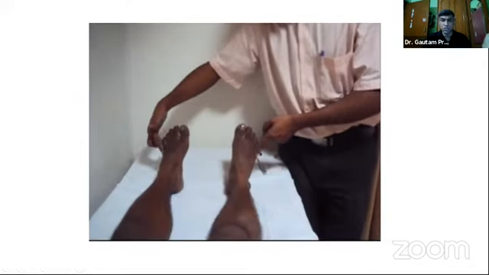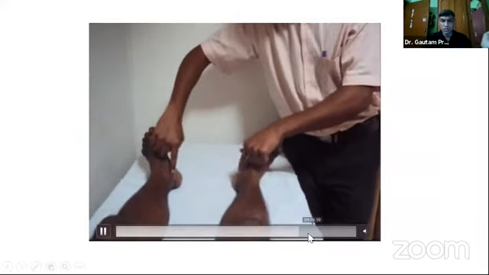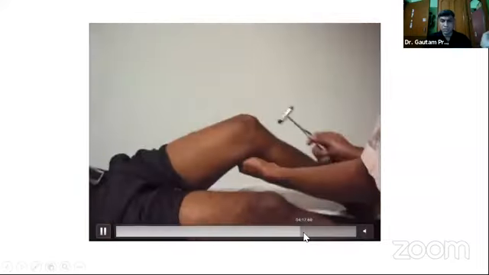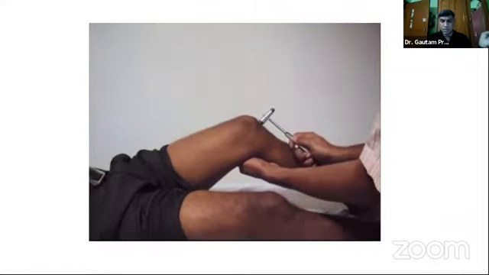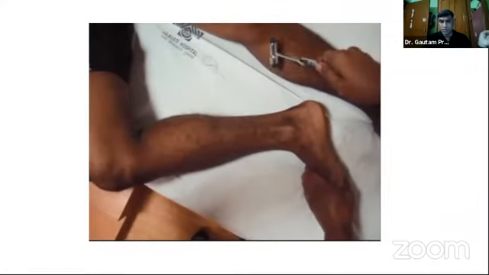This is the S1 dermatome, and over the malleolus it will be the L4 dermatome. Over the medial aspect of the knee, it will be the specific dermatome for L3. Then one has to elicit reflexes: the knee, the ankle, and the plantar.